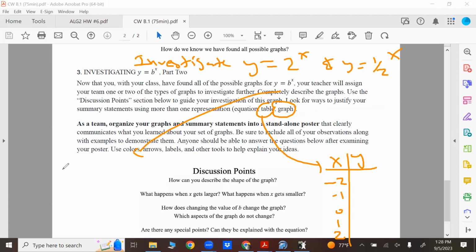I'll do the graph over here. 1, 2, -1, -2. If you guys do it on the poster paper, that'd be good. So you guys are gonna do two graphs: y equals 2 to the x, y equals 1/2 to the x. Just make a table, make a graph, and make sure you guys got it. So you guys can do it on the poster paper with markers.